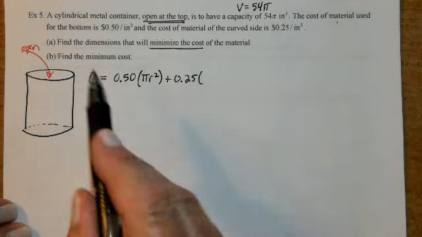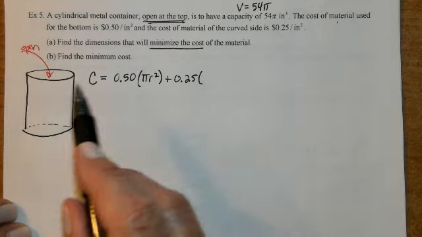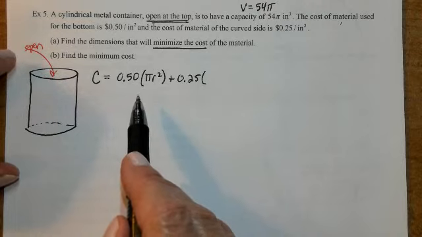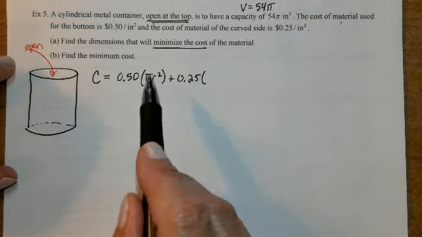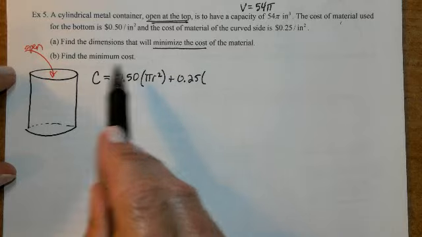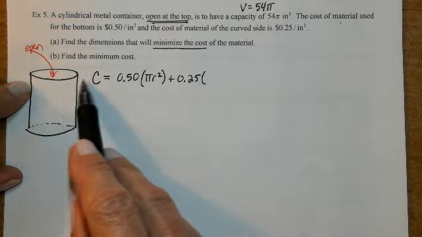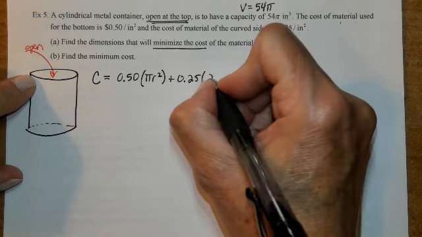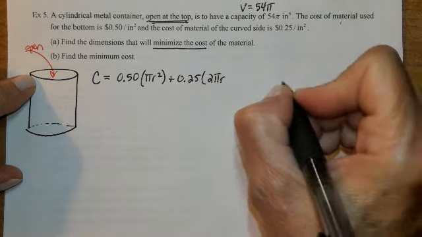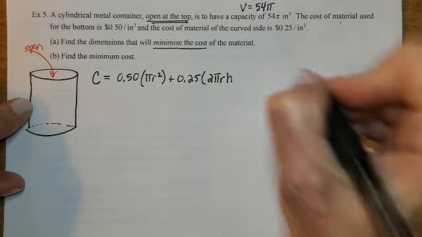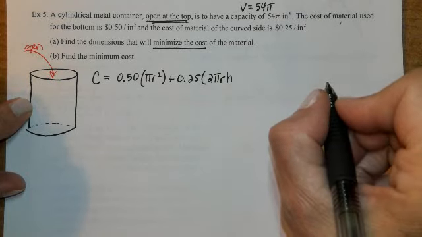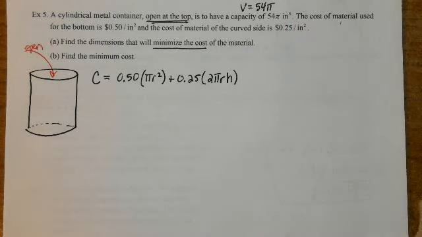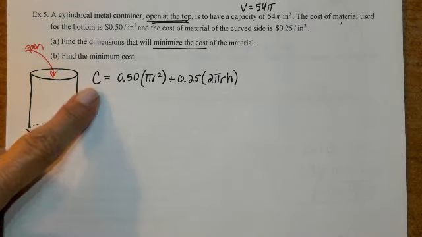What is the area of the curved side of a cylinder? Remember, if you slice open that cylinder and spread it out, it would be a rectangle. We'd have the height of that rectangle, and the length of the rectangle, which would be the circumference of that circle, right? So circumference, you need to know, is 2 pi r, and then we need to multiply by the height. So the curved side has an area of 2 pi r h.